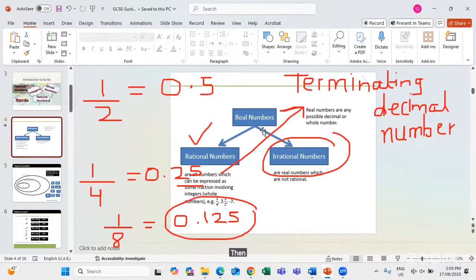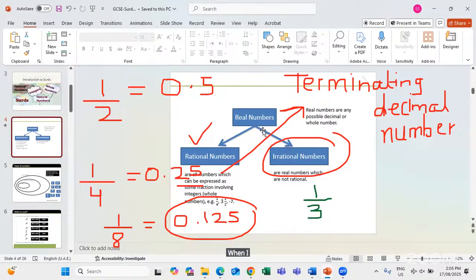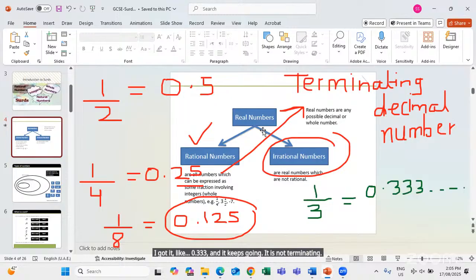Then another example I am going to take over here, and that number is 1 over 3. When I take this 1 over 3, and if I try to write it as a decimal number, I get 0.333, and it keeps going. It is not terminating, but it is repeating. The digits after the decimal are repeating.